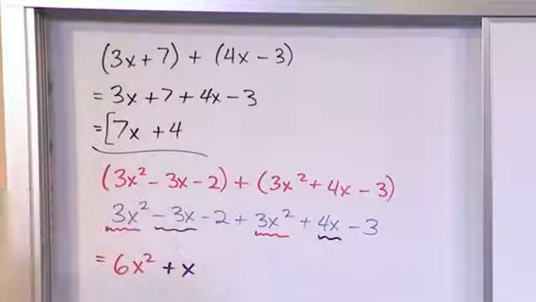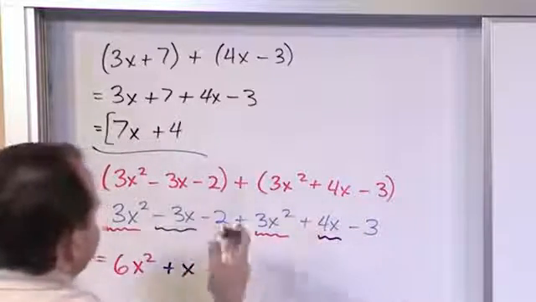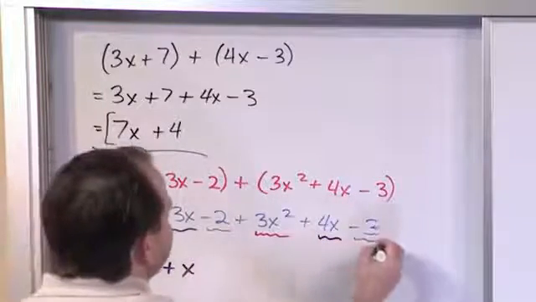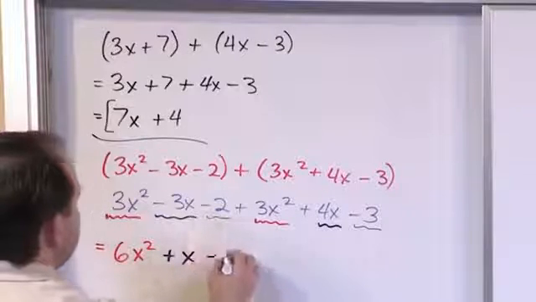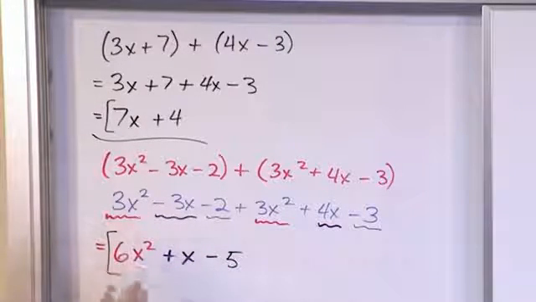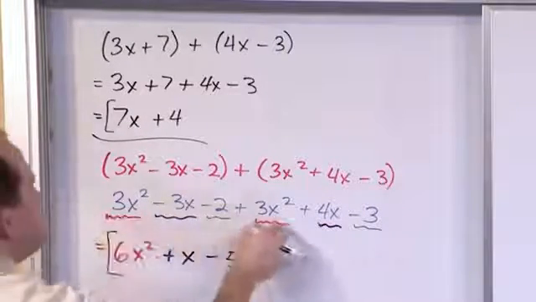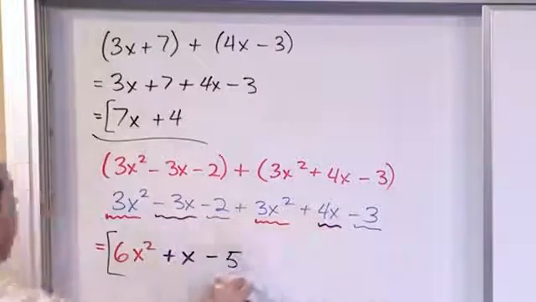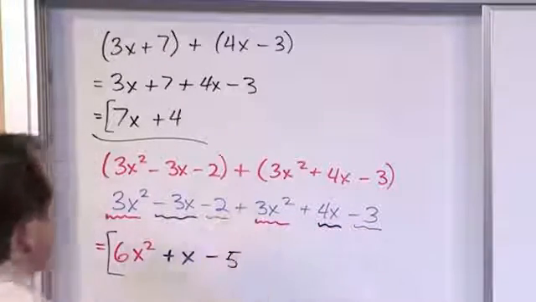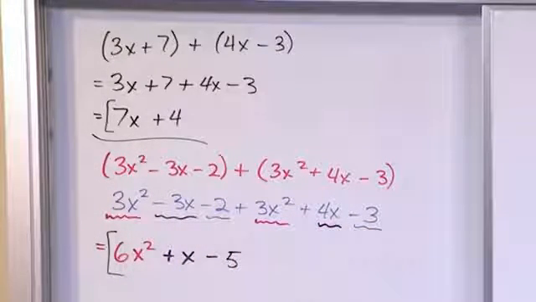And then my numbers are always like terms, of course, if they're just straight numbers. So negative 2 minus 3, you should remember from adding and subtracting numbers, that's negative 5. So that matches in black. So here's the final answer. The 6x squared comes from combining the red terms. The 1x comes from combining the purple terms, and the numbers come from combining the black terms. So 6x squared plus x minus 5.